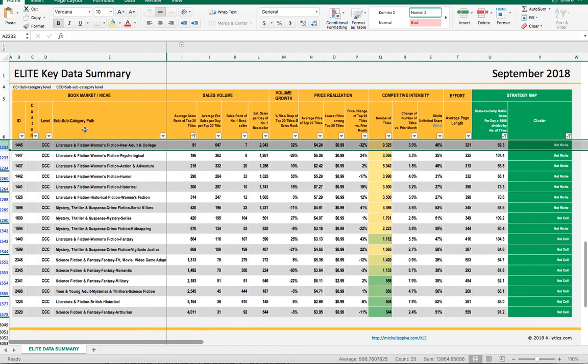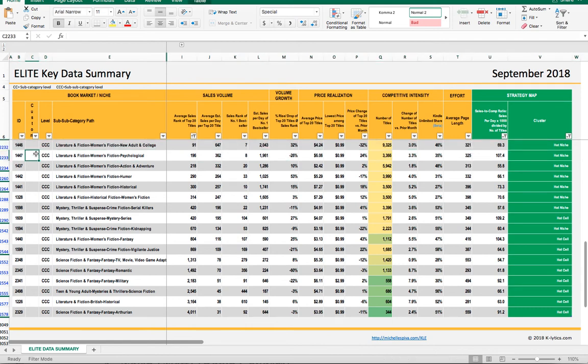So now that I've taken you through what each one of these looks like, I'm now going to pick the ones that I'm interested in. So all I do is I just go and I look at them, and I'll throw them up here so you can see what they look like. So this one is going to be Lit and Fic, women's fiction, psychological. Yep, I write in that, so I like that. The next one is women's fic, action and adventure. Yep, like that one too. Women's fic, humor. Yep. Women's fiction, historical. If that's your bag, go for it.